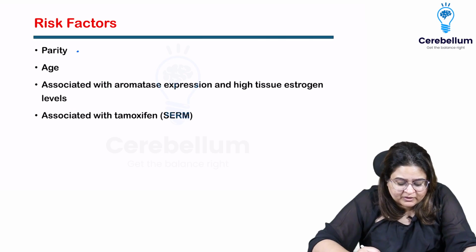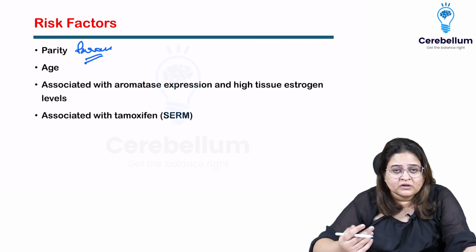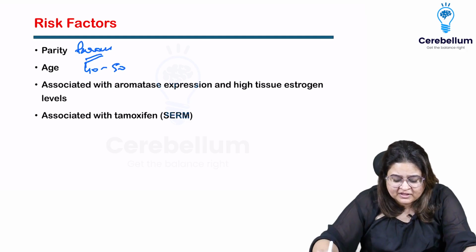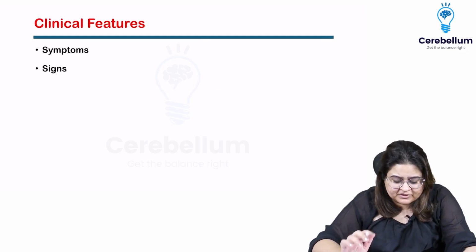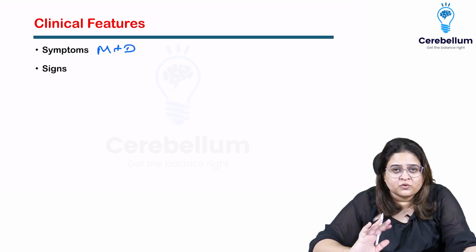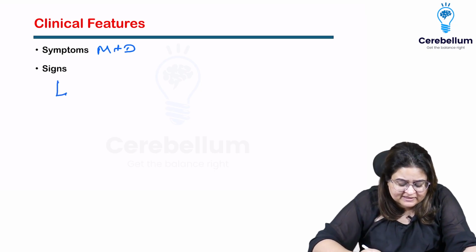Okay, and what are the risk factors? You have women who are parous, okay, whose parity is higher, not nulliparous. Age, I told you, in the age group of 40 to 50 years, okay, and there are some associations, but not very important to know these. Clinical features, symptoms, I told you, menorrhagia and dysmenorrhea is what usually happens, and signs is important.